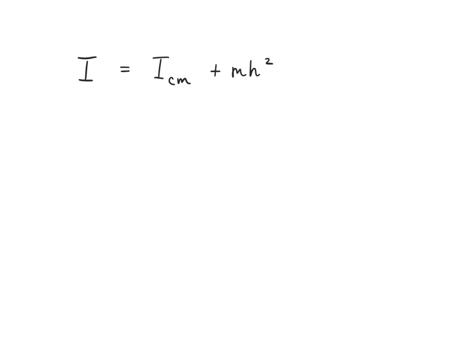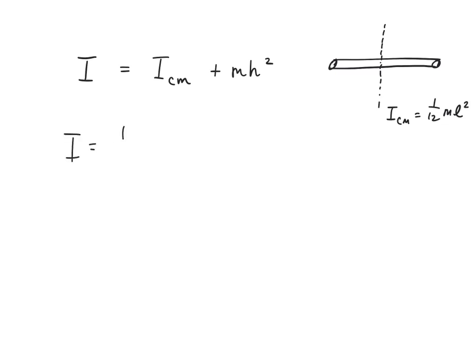Now, here's the key. Here's the rod. Let's draw this rod here. And let's assume we know the rotational inertia about the center of mass, which is right there. And the rotational inertia about the center of mass of a rod, we just said, was 1/12 ml squared. So that value is given. So we can go ahead and write that as 1/12 ml squared.